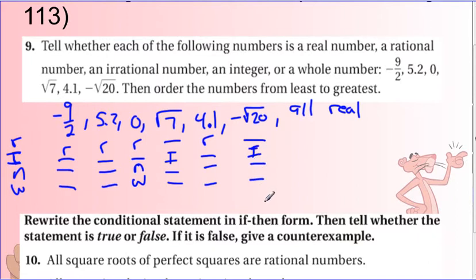Whew. Hope you got all that stuff down. So they were all real. Those guys were rational. Those two were irrational. Only that one was an integer, and only that one was a whole number. Now I'm going to erase this stuff to put my decimals to finish the problem.